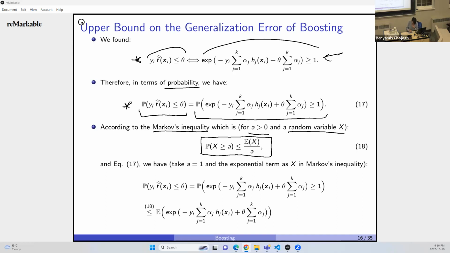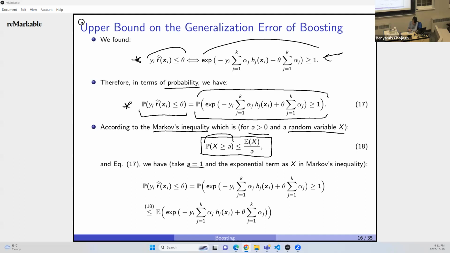Now consider equation 17 as well. What happens? Can you tell me? What is equation 17? Let me think. Consider the left-hand side of equation 17. Isn't it similar? No, sorry. I apologize. Consider the right-hand side of equation 17. Isn't it similar to the left-hand side of equation 18? What is the left-hand side of equation 18? Probability of x greater than or equal to a. What is the right-hand side of equation 17? Probability of something, e to the power of something, is greater than or equal to 1.